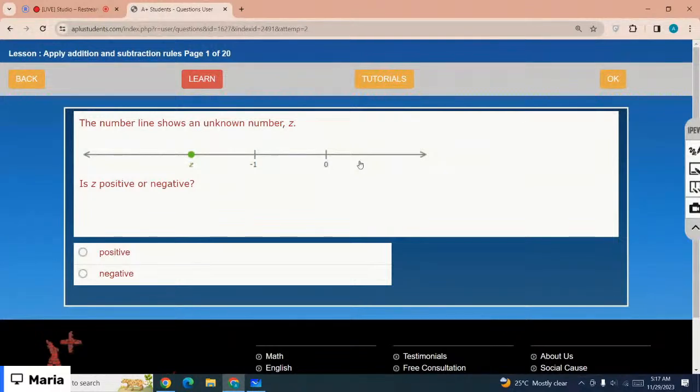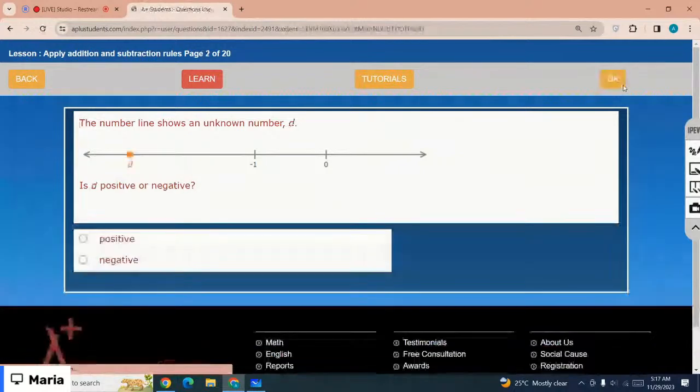Yes, it is negative z. Z is on the left hand side of the zero, so it must be a negative number. The number line shows an unknown number d. Is d positive or negative? Which is the correct option?